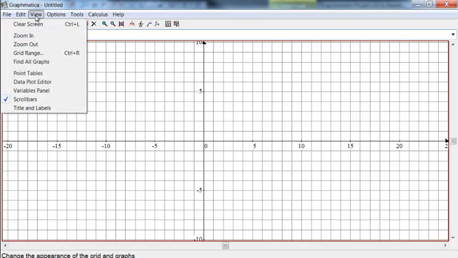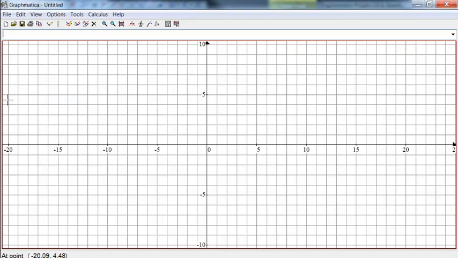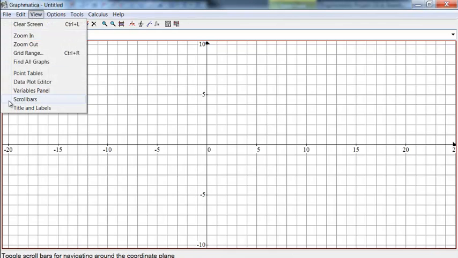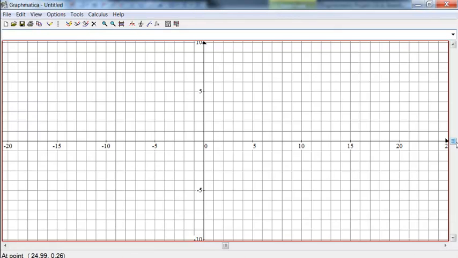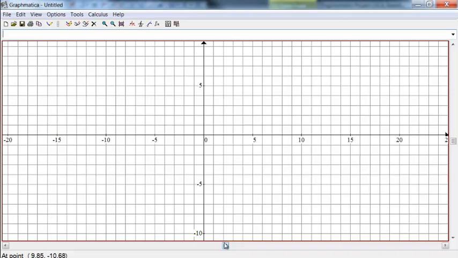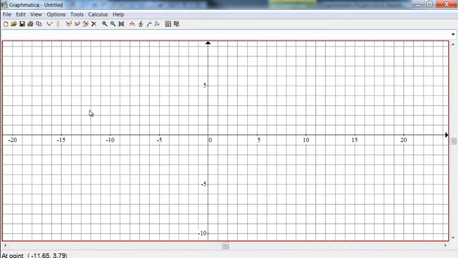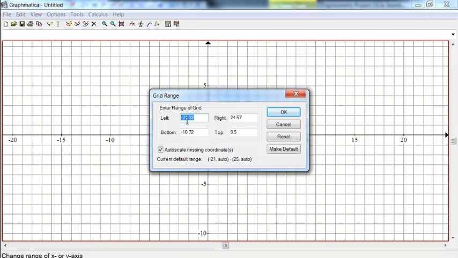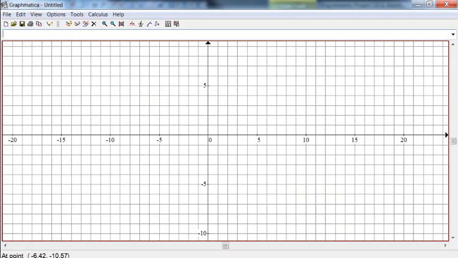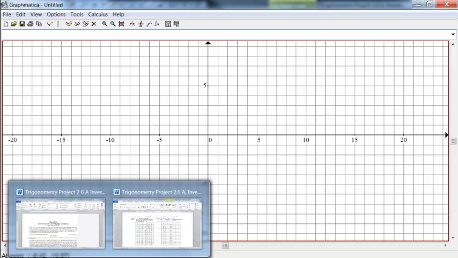If I go to View, I can hide or show these scroll bars. I like to show the scroll bars like that, and so you have bars on the sides that you can just kind of move around. You can also adjust the graphing window by going to View, Grid Range, and this is like setting the X min and X max, Y min and Y max on your calculator. So anyway, we have this. Now, to type it in, that's all cosmetic stuff, but sometimes it does make a difference in how things look.